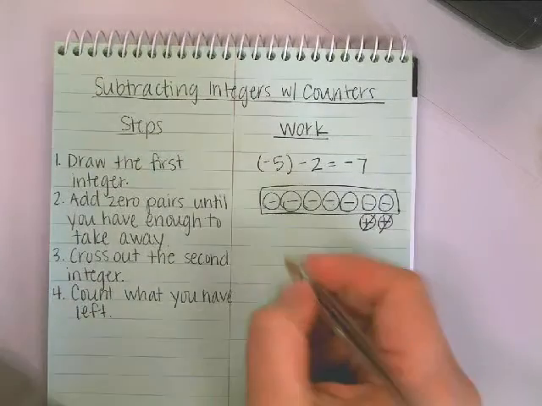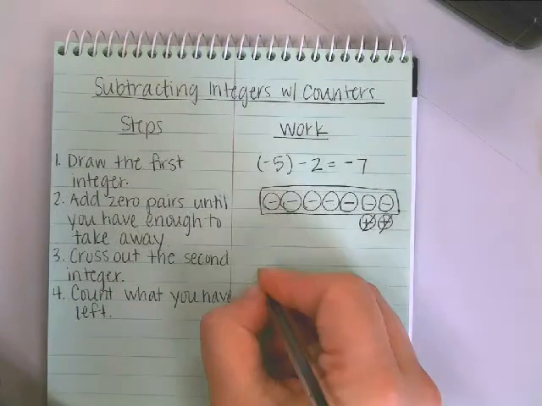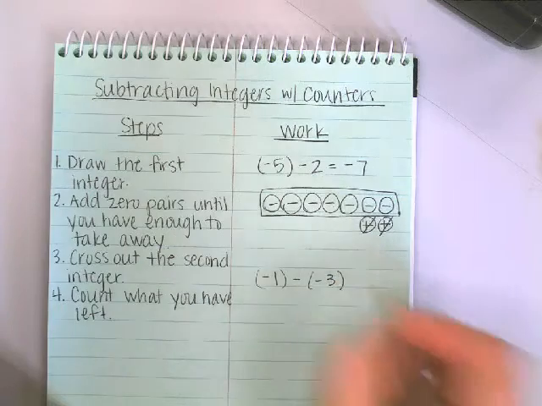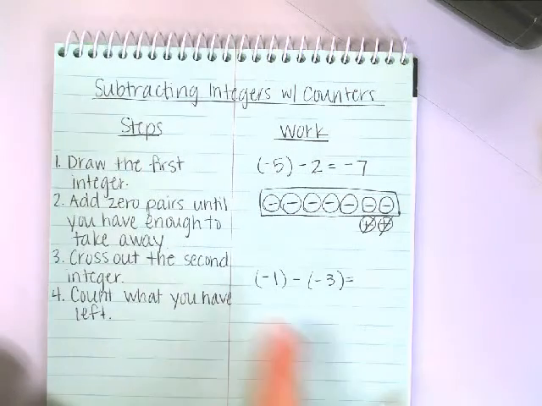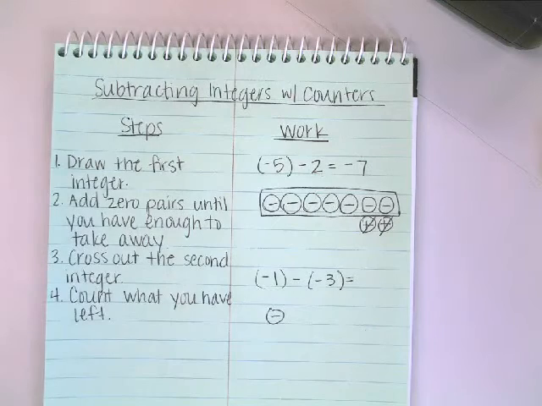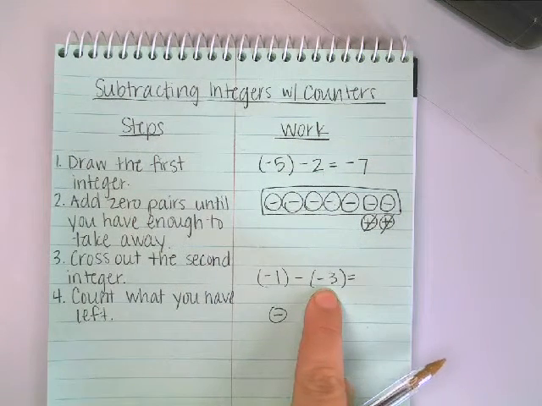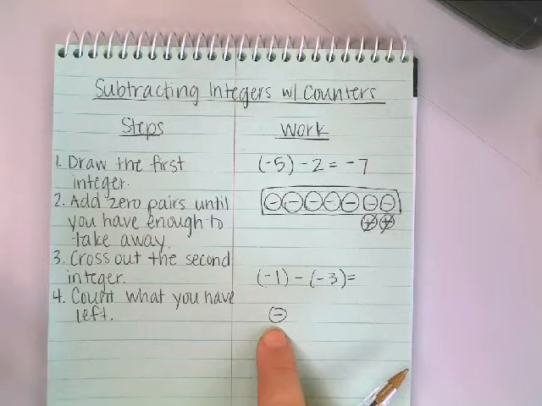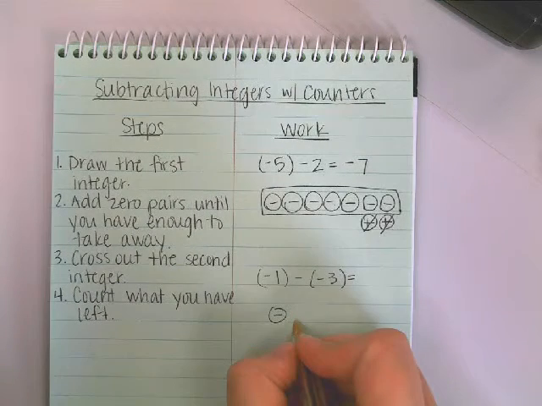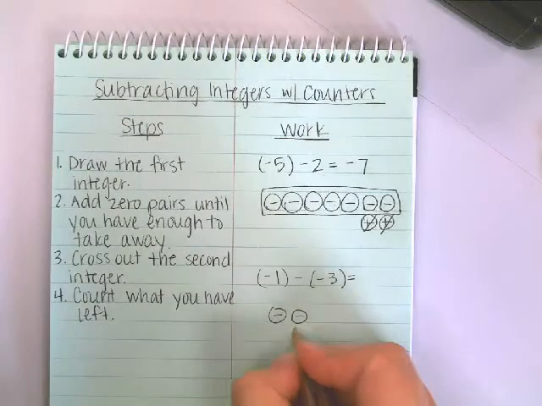All right, so let's try some more. Let's do -1 minus -3. So I'll first draw my first integer, which is a -1. So there's 1 negative. Now I need to take away 3 negatives total, but I only have 1, so I need to add 0 pairs until I have a total of 3 negatives.